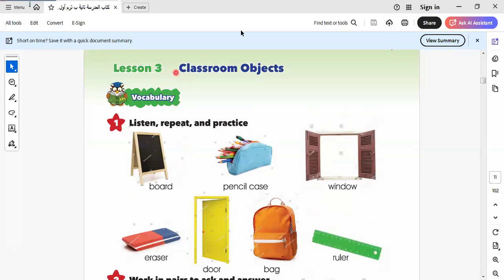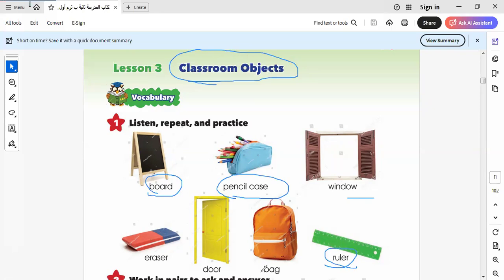Today we have new words in this lesson, which is classroom objects. I think we talked about classroom objects before. Here we have board, pencil case, window, ruler, bag, door, and eraser. Eraser is American, and the British is rubber. We say rubber, but here we know it as eraser. I will write it as eraser.